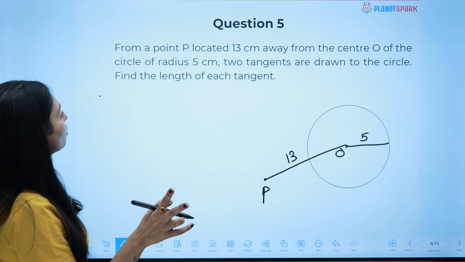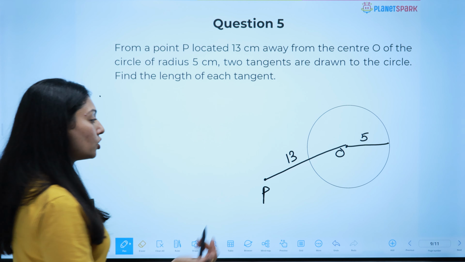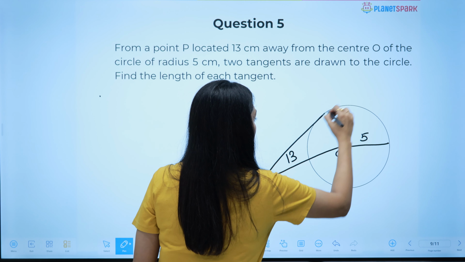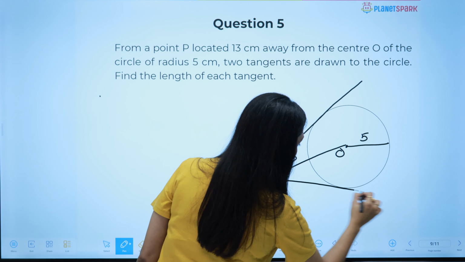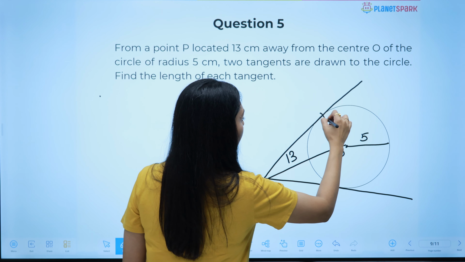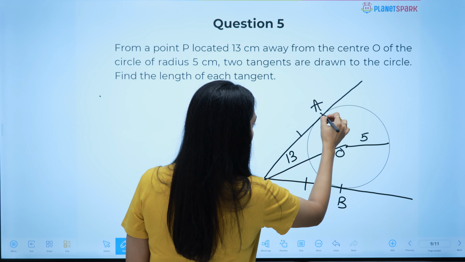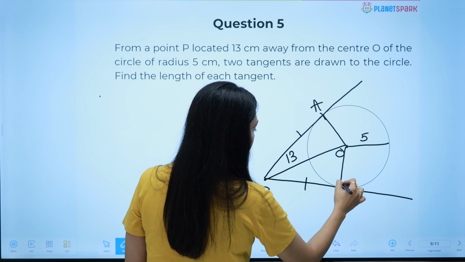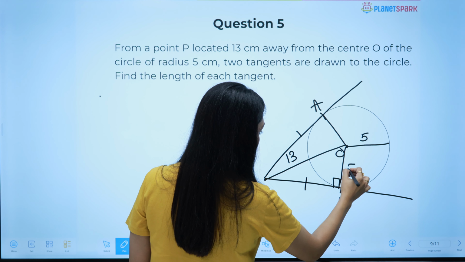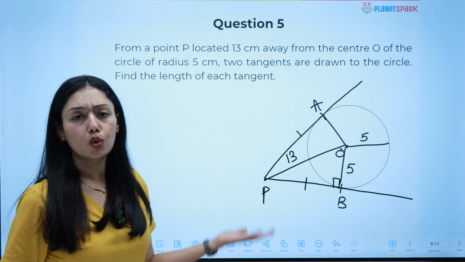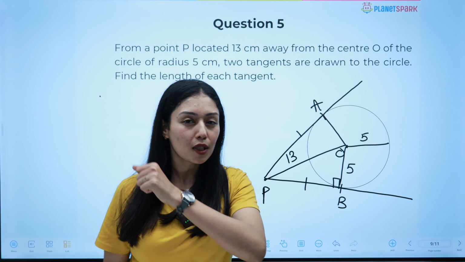Then two tangents are drawn to the circle. Find the length of each tangent. So what do we know here? That the tangents will be of the same length, right? Let's say these points are PA and PB. Both will be equal. Join this. 90 degree. This is 5. This is 13. So what we have to do here? Very simple, everybody. Tell me in the comments quickly.